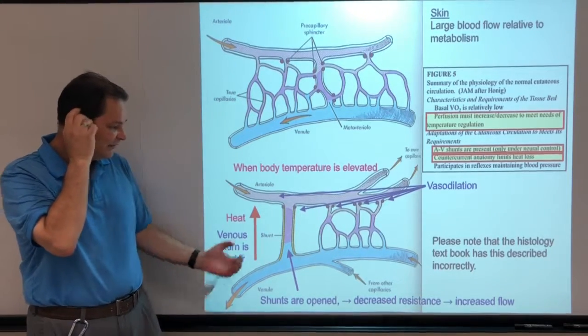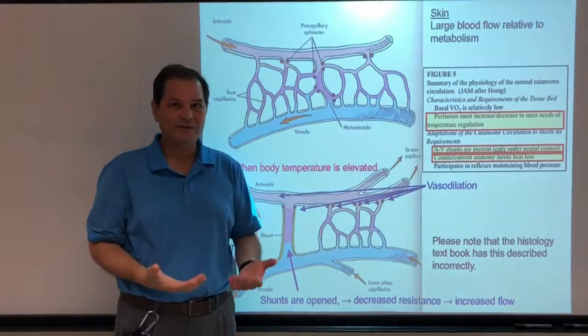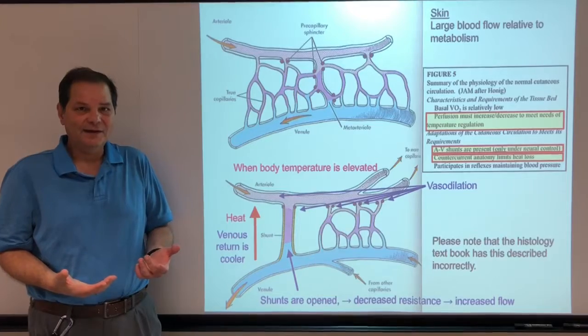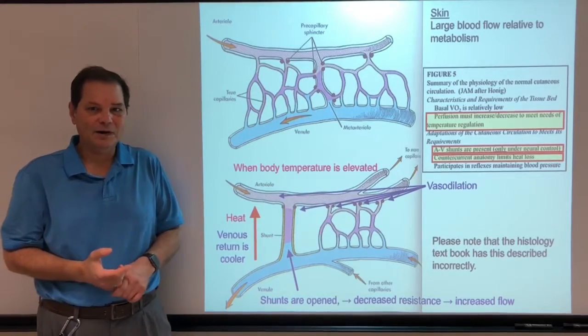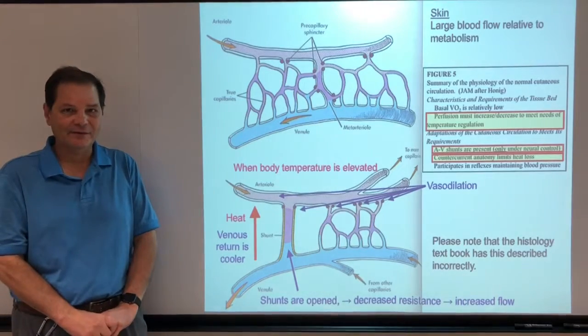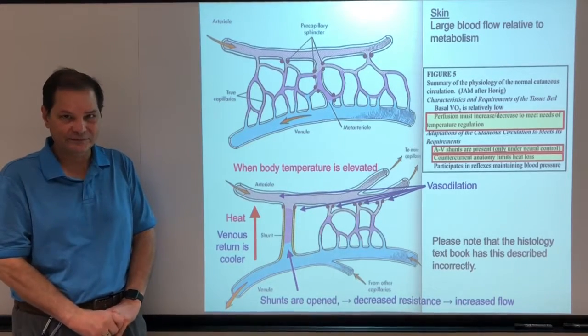And of course, these shunts close when it's cold outside. They increase resistance to flow to the skin, and they help to minimize the amount of blood flow and therefore the amount of exposure to the surface in that case. All right?